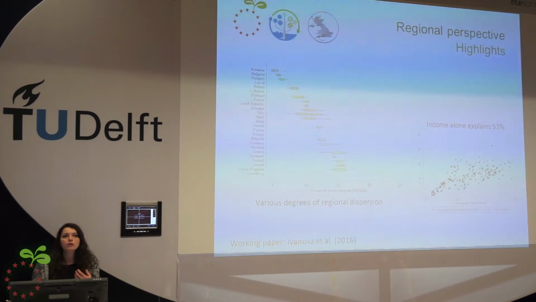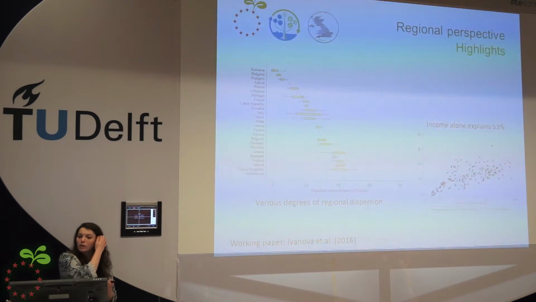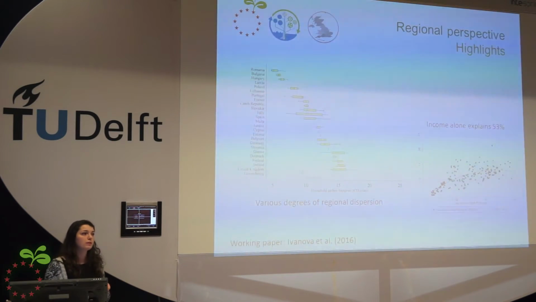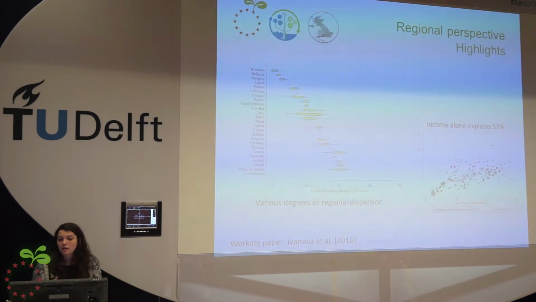So then we wanted to dig deeper and really have something to say about what kind of determinants are in play on the region level. And we could see that income alone explains 53% of the formation of footprint. How much? 53% of the variation.